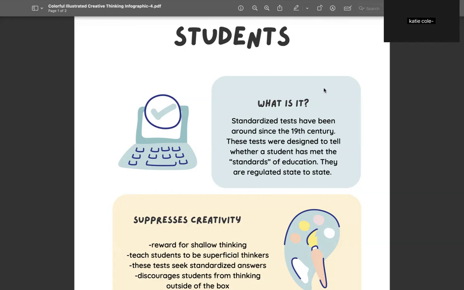So, what are standardized tests? Standardized tests have been around for a couple decades. They've been around since the 19th century. These tests were designed to tell whether a student has met the standards of education, and they are regulated state to state. So, every state's standards are going to be different, and every state's tests are going to be different.